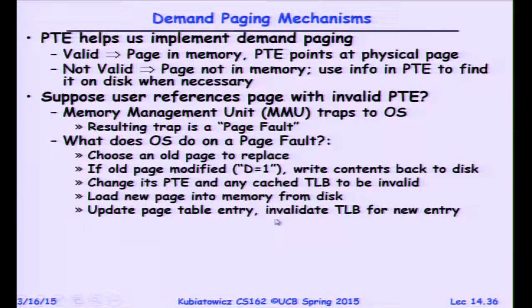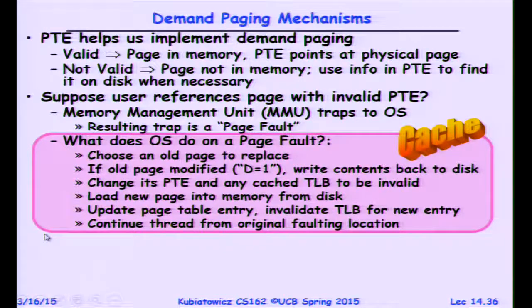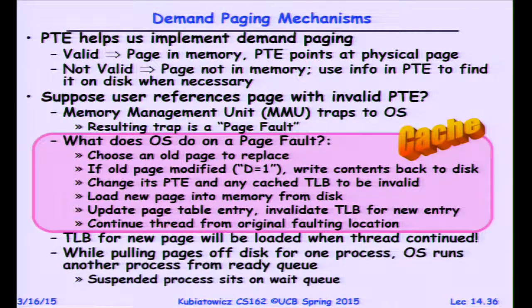I can update the page table entry for the faulting process. I can invalidate its TLB in case it thought that TLB was still invalid. Continue the thread from the original faulting location. This, in pink, is why this is a cache. Because on a page fault, say cache miss, we pick a line, we kick it out, we pull the data that was missing back in, and we're good to go. Okay? Good. The TLB for the new page gets loaded when the thread's continued.